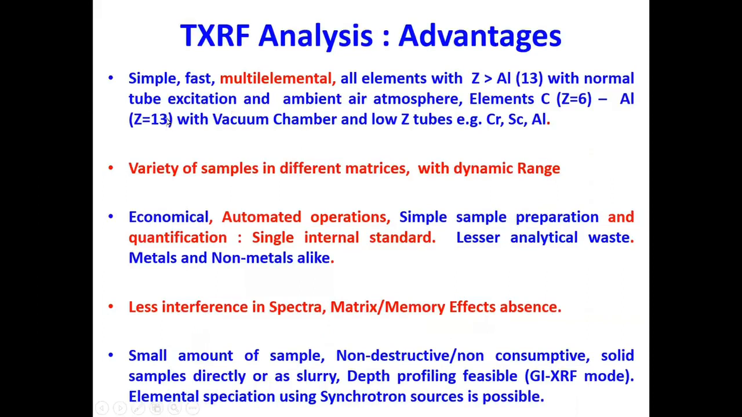In this slide, I have tried to show the advantages of TXRF compared to other conventional techniques like ICP-AES or ICP mass spectrometry. The advantages written in red are normal, meaning they are applicable to all types of techniques, whereas those in green are present in TXRF only. It is a simple, fast, multi-elemental analytical technique. All elements with atomic number 13 and below can be analyzed using normal excitation and an ambient air sample chamber, whereas elements from carbon to aluminium can be analyzed with a vacuum chamber and low atomic number X-ray tubes like chromium, scandium, aluminium. A variety of samples in different matrices can be analyzed with a wide dynamic range.